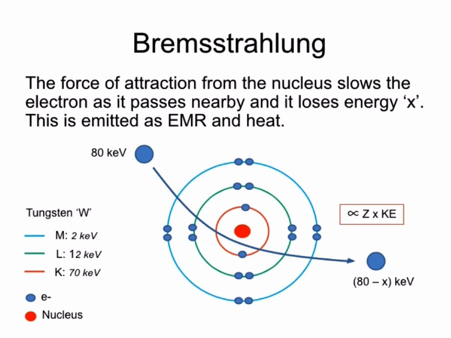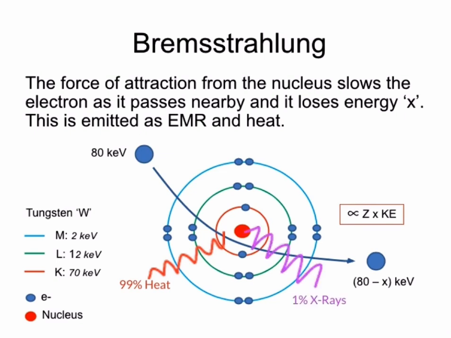So let's say, for example, you have an electron with 80 kilo electron volts worth of energy that's able to penetrate through the outer electron clouds to reach the area around the nucleus. As it nears the centre, the electrostatic force of attraction from the nucleus slows it down, and the kinetic energy that is lost is emitted mainly in the form of heat, but also in the form of electromagnetic radiation.